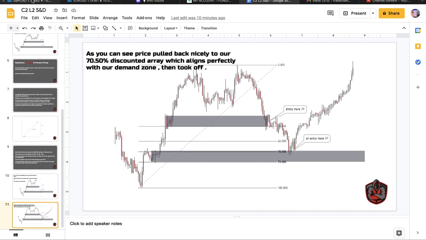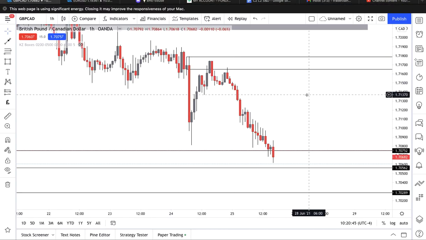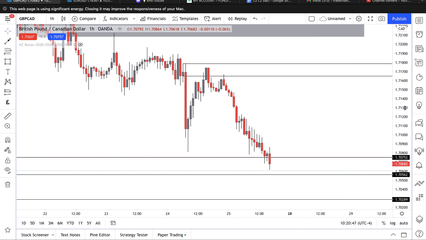Now I'm going to show you guys a quick example on a couple trades. This one, fairly straightforward, right?